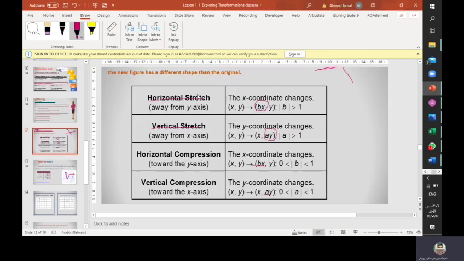The number we multiply by in a stretch should be greater than 1: 2, 3, 2.5, 3.5, 5, 5.5, 6, 6.5, and so on. But for compression, I will multiply by a number less than 1, like a half, a third, a quarter. This is the important idea. It is very easy, stretch and compression.